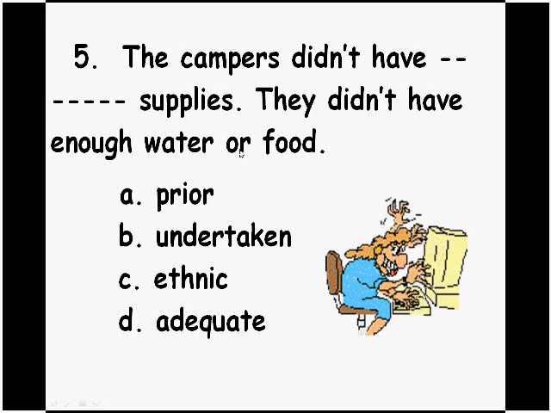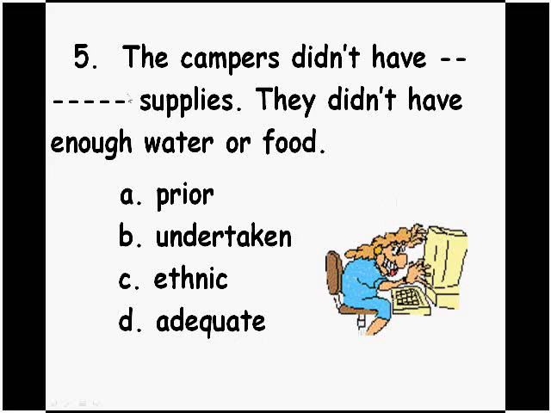Number 5. The campers didn't have supplies. They didn't have enough water or food. So A, prior. B, undertaken. C, ethnic. D, adequate. So again, number 5 says, the campers didn't have supplies. They didn't have enough water or food. So A, prior. B, undertaken. C, ethnic. And D, adequate.